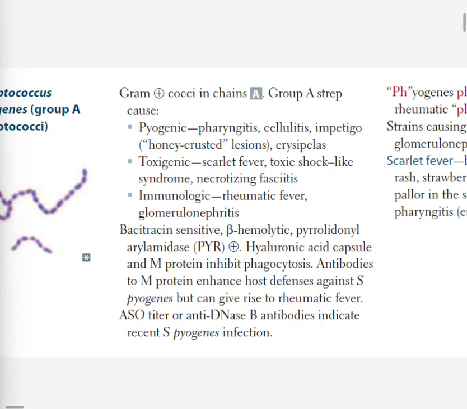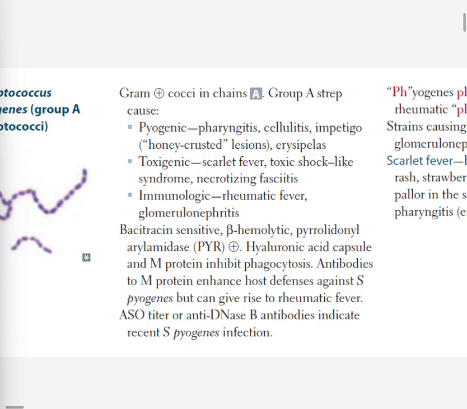Now, at the immune-mediated level, the bacteria may already be gone, but the immune system is causing the damage. First of all, you have acute rheumatic fever. This classically occurs after strep throat, not after impetigo. Why? Because antibodies against M protein cross-react with the heart, joints, skin, and brain. This is called molecular mimicry.